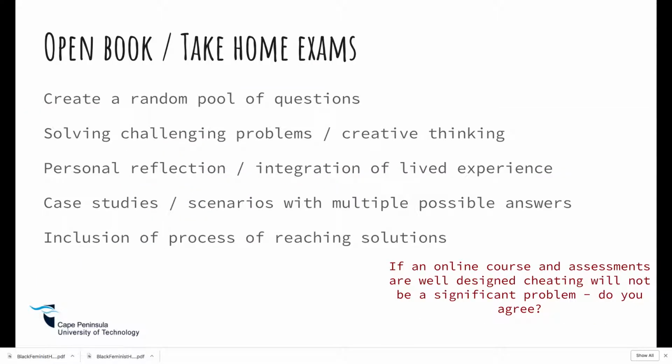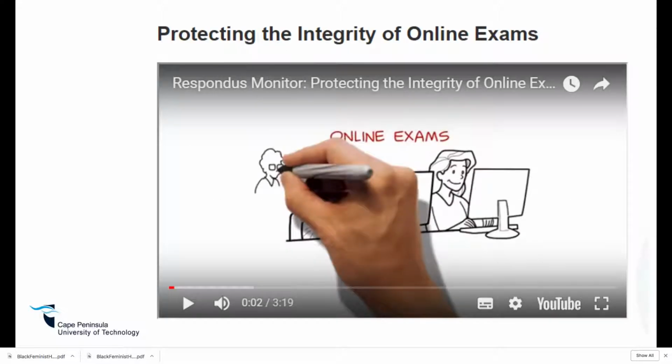And it works. If you create a random pool of questions, if it's about challenging problem solving where there's not one possible answer, but where students also have to actually reflect on how they got to the answer, where they have to integrate their own personal lives, personal reflections, so each and every answer will be different because it speaks directly to students' scenarios and lived experience. Case studies, multiple possible answers, inclusion of process. You can actually ask them to take a picture of the calculation and upload it to the question. So you'll see that they've actually done their work and not just copied.